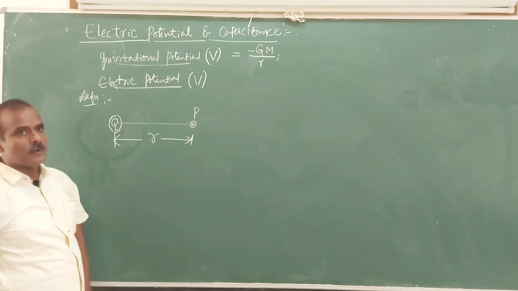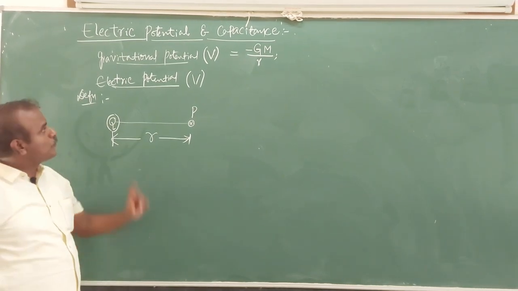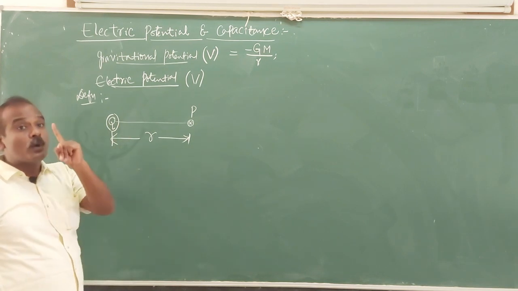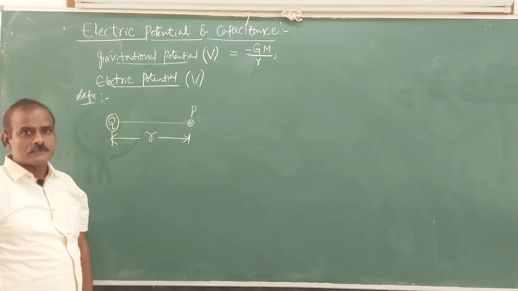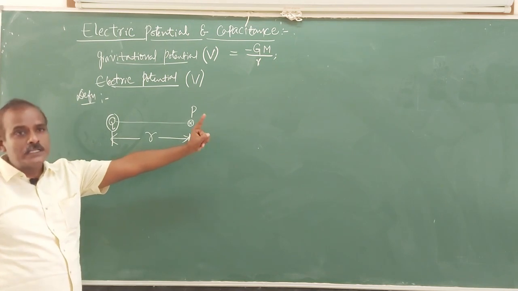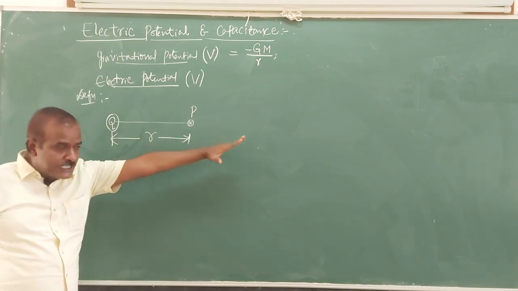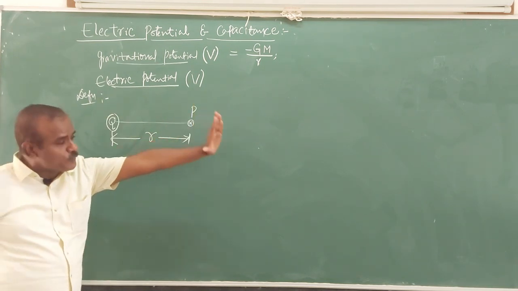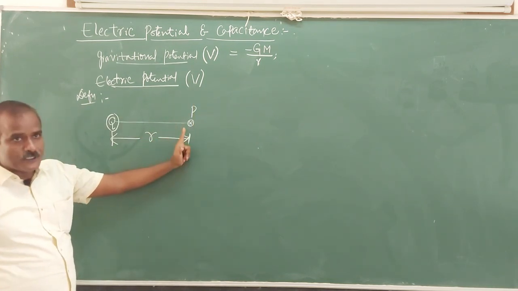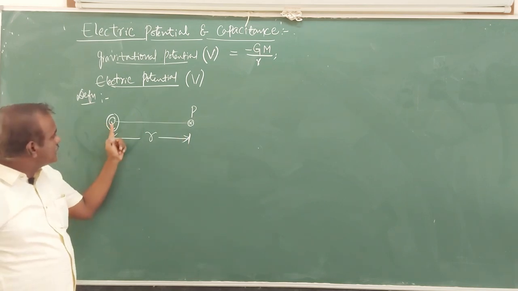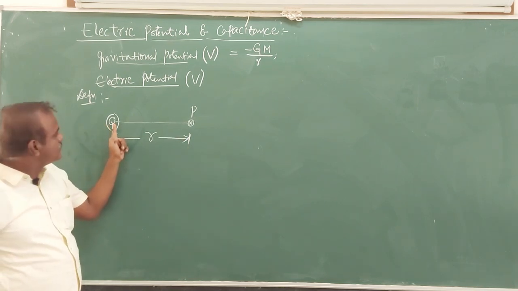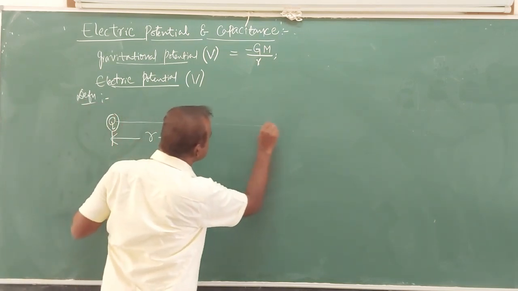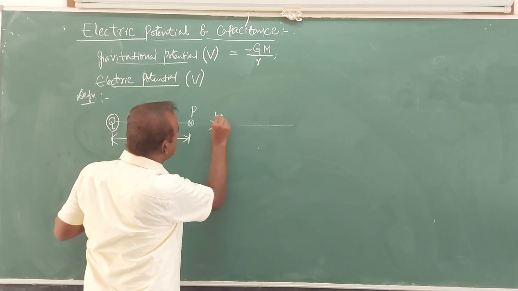In order to do so, according to the definition, the electric potential, similar to gravitational potential, is the work done. What for? To move a unit positive charge from infinity to the given point. This is the given point, and now we have to bring a unit positive charge from infinity to this point. And you know very well, this charge has an electric field, and if it is a positive charge, the electric field will be away from it. This is the electric field direction.